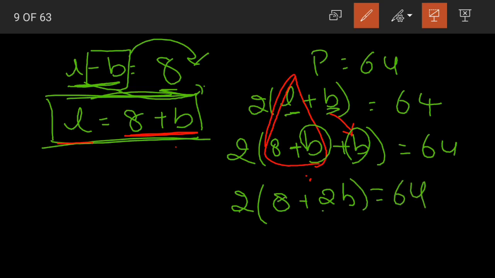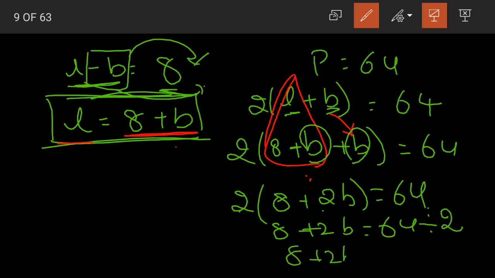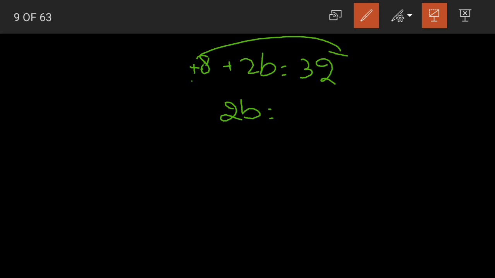2 into (8 plus 2B) is equal to 64. 8 plus 2B will be equal to 64 divided by 2. 8 plus 2B is equal to 32. Where did we reach? 8 plus 2B is equal to 32. Now 2B is equal to, again here 8 is plus 8. When it goes to that side, it would be minus 8.